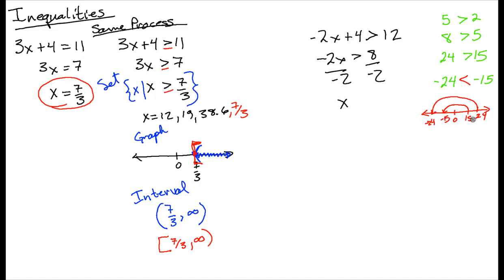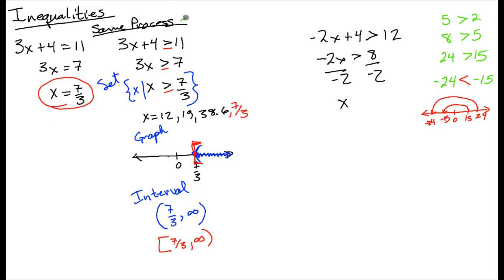In real world talk, if somebody had $15 and $24, this guy's richer. But if you turn their money to debt, made them both negative, it actually switches the direction, which is what negatives do. This guy that's only in debt $15 is now the richer one. So if you ever multiply or divide by a negative number, you must switch the sign.